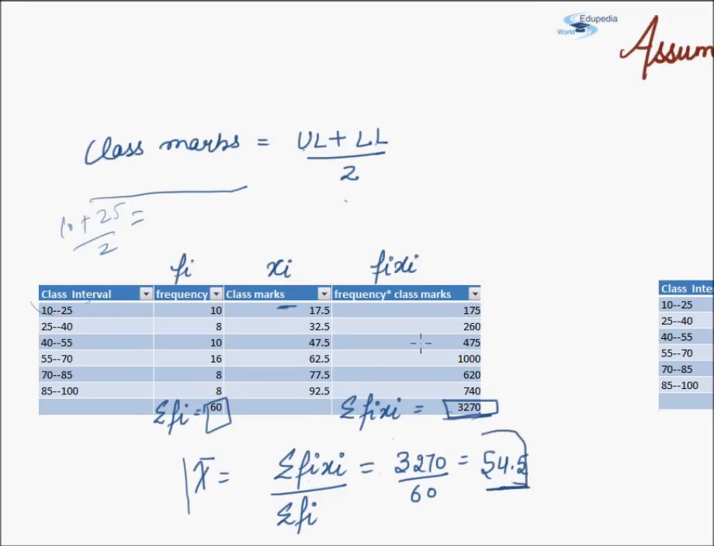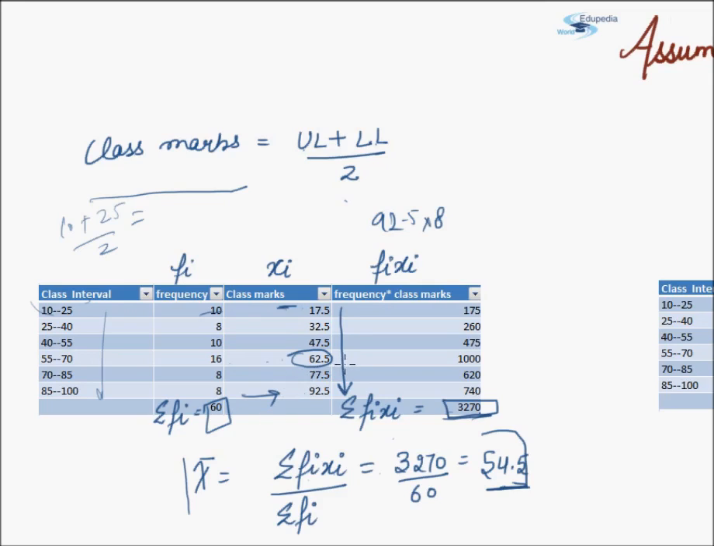Friends, if we concentrate on this product column, we needed to multiply this frequency with the class marks. Now, class marks are always in increasing form as the class intervals are always increasing. So, with every row, the calculations were becoming a little bit difficult. That is, for this row, we needed to multiply 92.5 by 8. Say for this row, we needed to multiply 62.5 by 16.